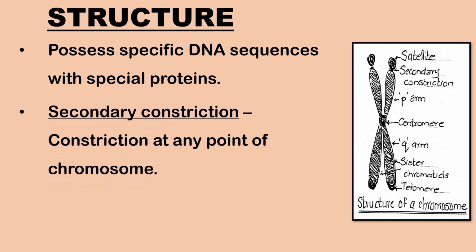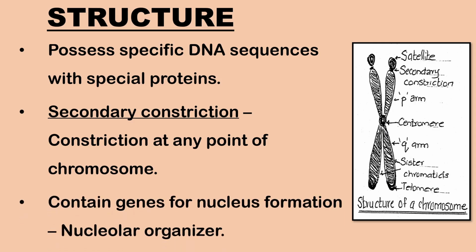Besides the primary constriction, the chromosomes possess secondary constriction at any point of the chromosome. They contain genes for the formation of the nucleolus and are therefore also known as nucleolar organizer.